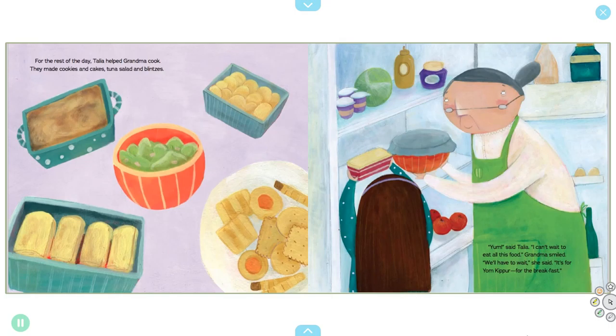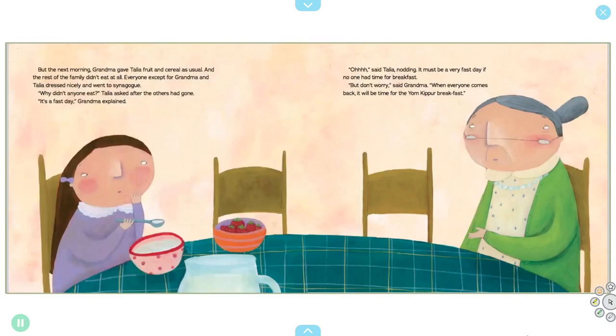Grandma smiled. We'll have to wait, she said. It's for Yom Kippur, for the breakfast. But the next morning, Grandma gave Talia fruit and cereal as usual, and the rest of the family didn't eat at all. Everyone except for Grandma and Talia dressed nicely and went to synagogue.